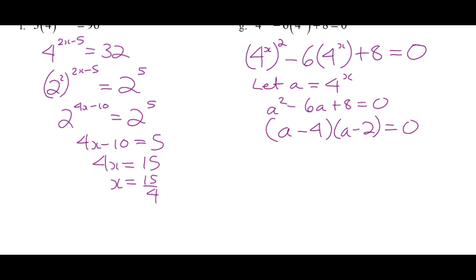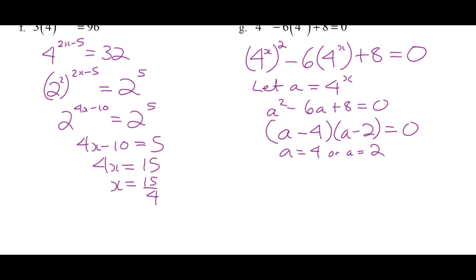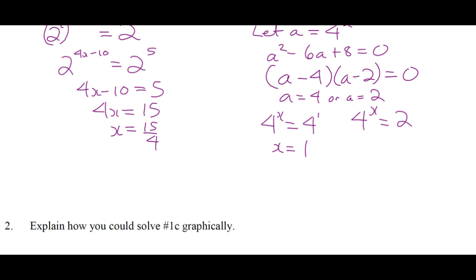So a is equal to 4, or a is equal to 2, but there's no a. So what do you do? You go back to 4 to the x, right? So if a is equal to 4, that means that 4 to the x is equal to 4, so what's x? 1, right? Because there's a 1 there. And it means what? It means that 4 to the x is equal to 2. So what's x? Okay, it's 1/2, right?